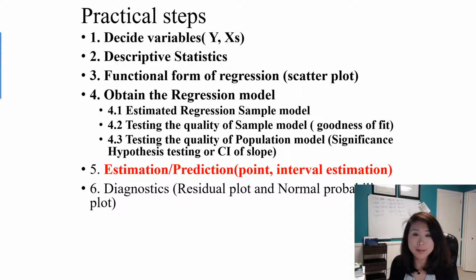And then at the end, we looked at how to test the population model, which means whether we can use this sample model to analyze the population. So we looked at the significance tests and also the confidence interval for the slope. For chapter 14, part B, given that we have a good model, after you finish testing the sample model and testing the population model, now we want to use our model to do forecasting.